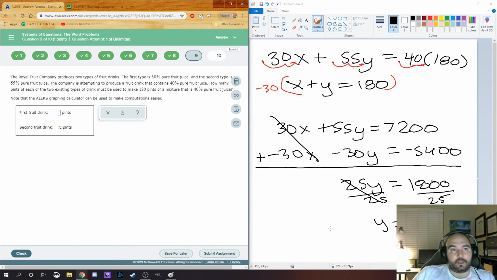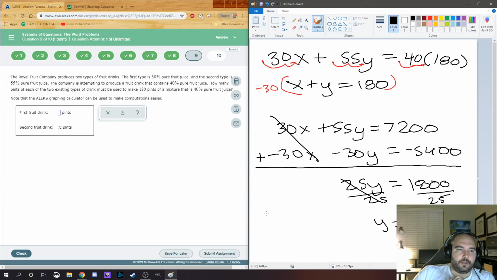Now I got to go back and plug it in. Here's what I'm going to plug it into. I'm going to plug it into this x plus y equals 180. That's easy to plug it into. So I'm going to write x plus 72 equals 180. And minus 72. I get x equals 108.